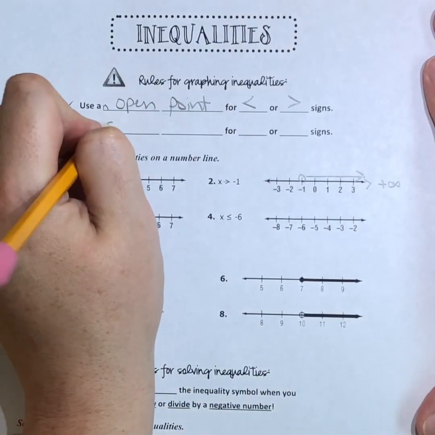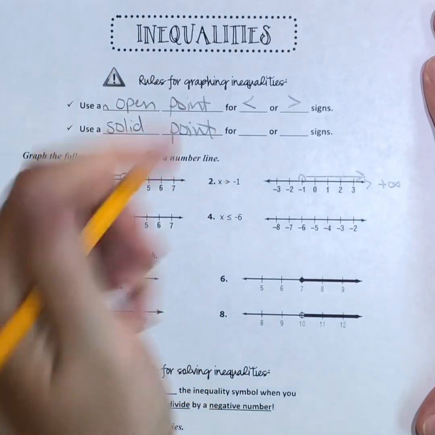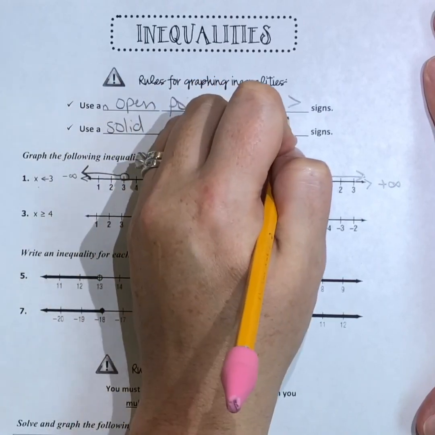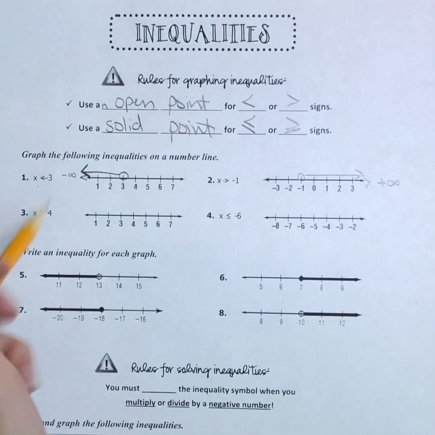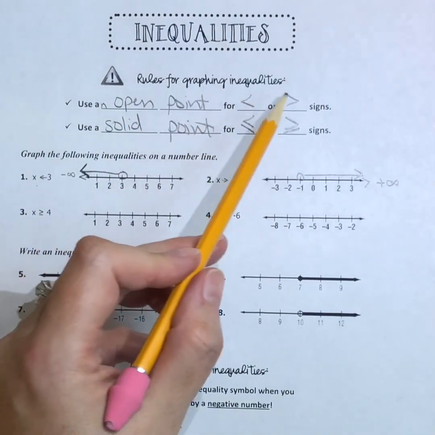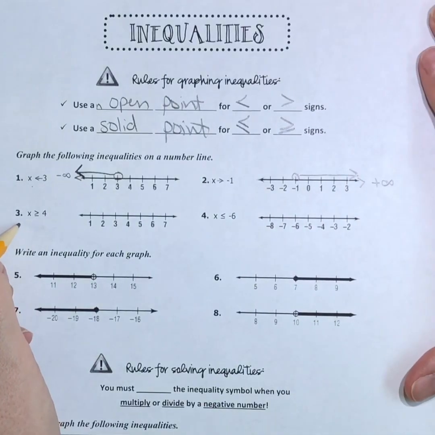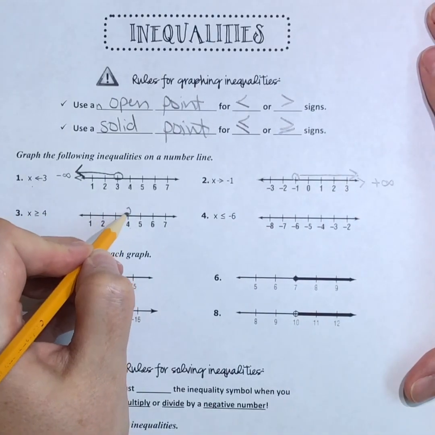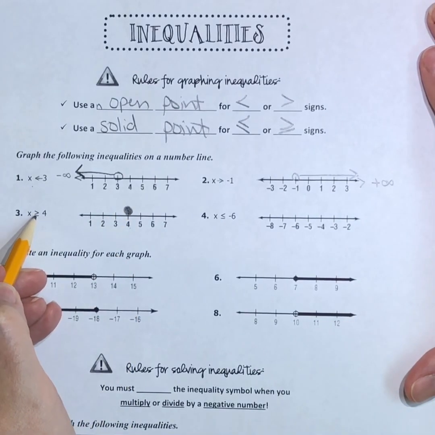Now, we use a solid point. I know some people call it closed, for less than or equal to and greater than or equal to. Because of the or equal to, it's going to equal the boundary point. Whereas if it's strictly less than or strictly greater than, like 1 and 2, x cannot equal the boundary point, or whatever the variable is. So like in number 3, the boundary point is 4, but this time we're going to use a solid boundary point because x can be greater than or equal to 4, so 4 works.